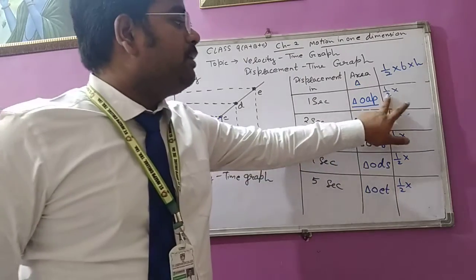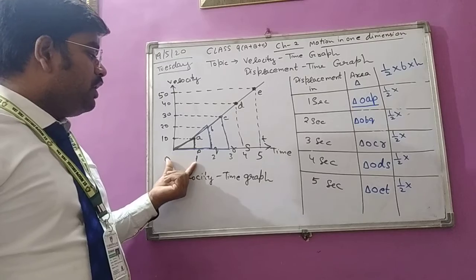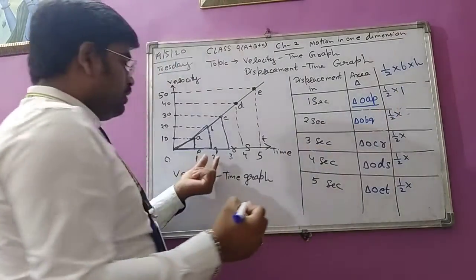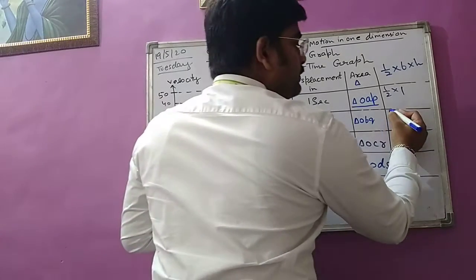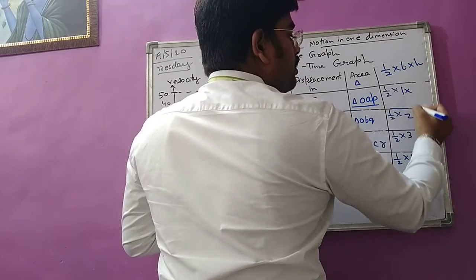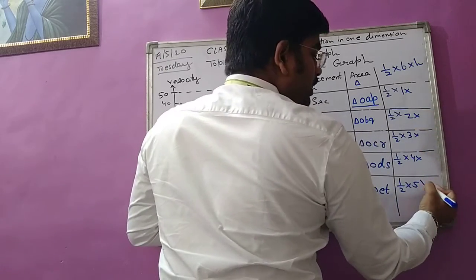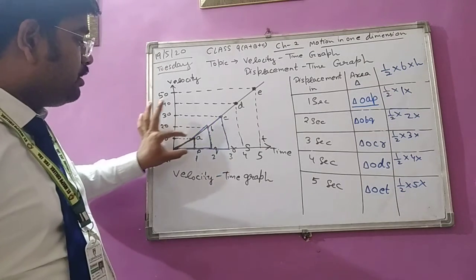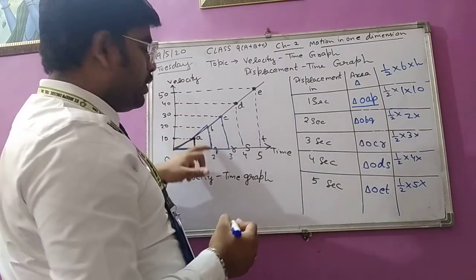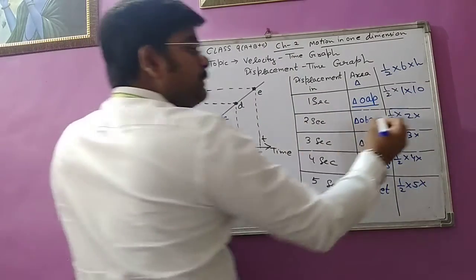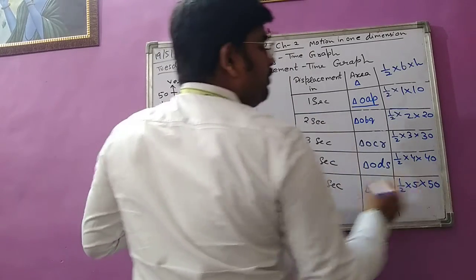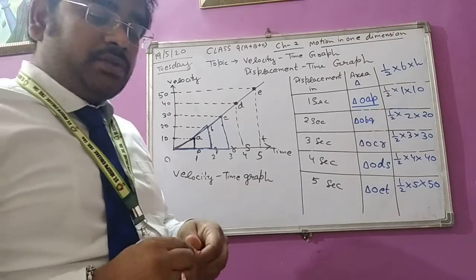Now we are going to write the base for the OAP triangle. OAP, what is the base? OP, that means 1 second. For this, 2 seconds, 3, 4, and 5, and so on. Now time to multiply the height. What is the height? AP is 10. Now the height is 20, 30, 40, and so on, 50. Now it is time to multiply these values.